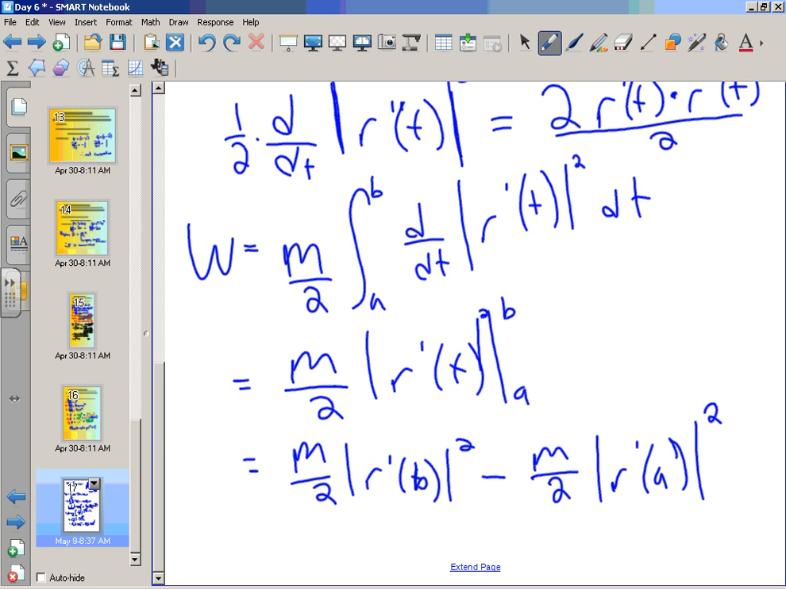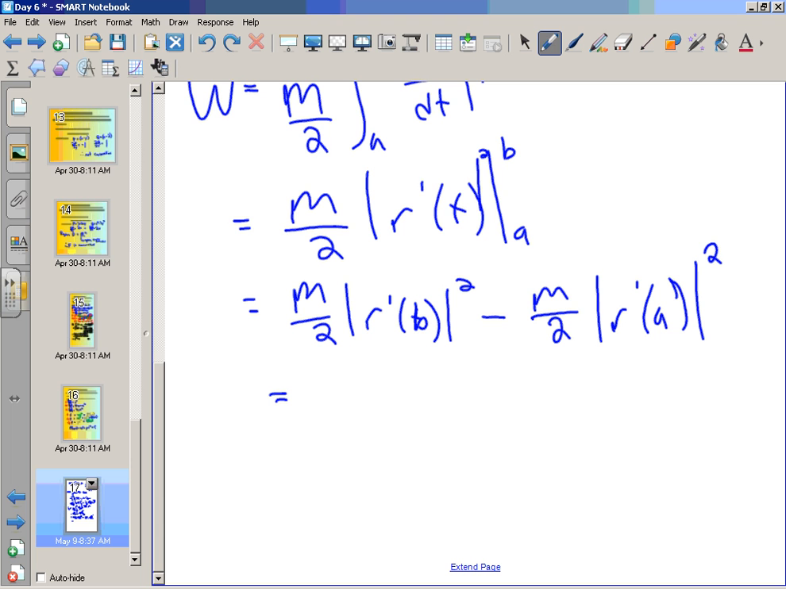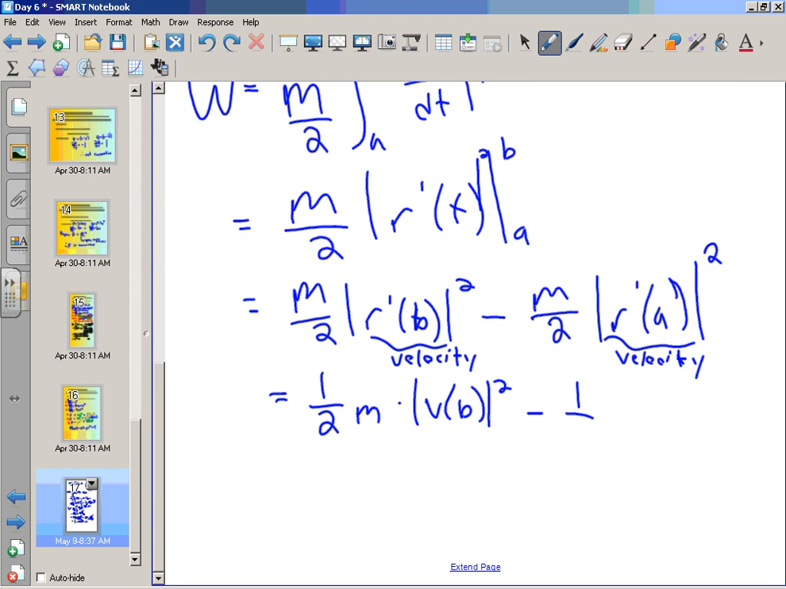Okay, and so if I just rewrite this using our notation, this is just the velocity, and this is just the velocity. And so this rewrites as 1/2 m v squared minus 1/2 m v squared. Does anyone know what 1/2 m v squared is?